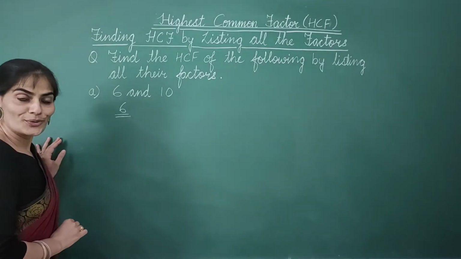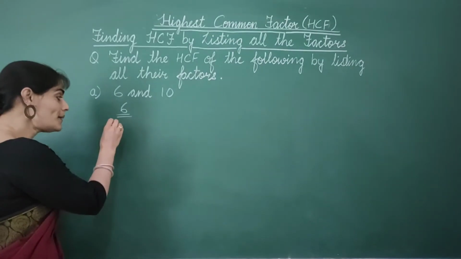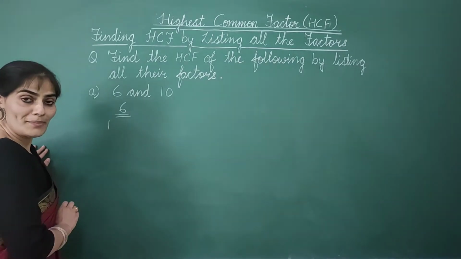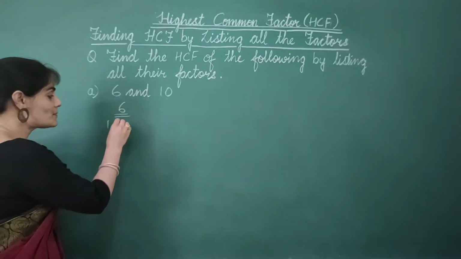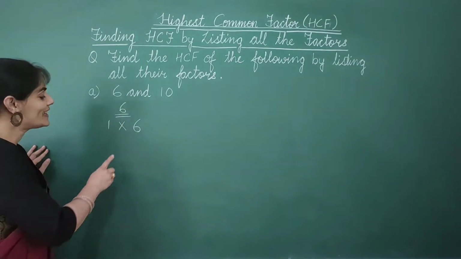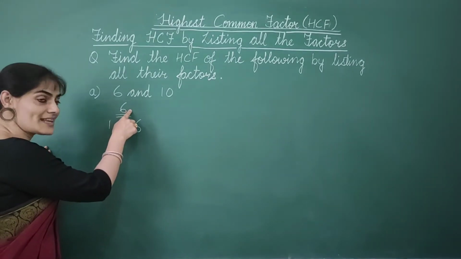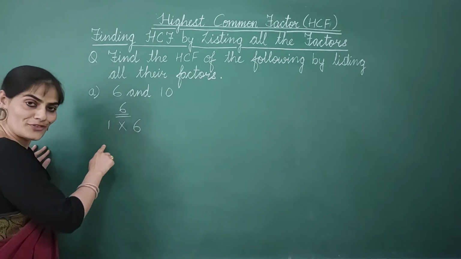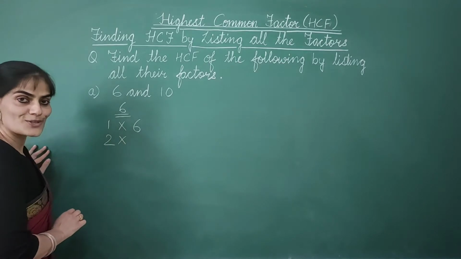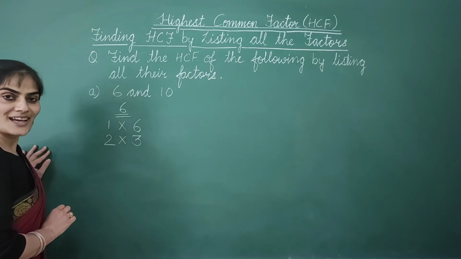And as you all know, the first factor of every number is 1. So we begin writing the factors of 6 from 1. Now 1 should be multiplied by what number so that the product is equal to 6? 1 into 6 gives us 6. The next counting number after 1 is 2. And as 6 is an even number, so 2 will surely be its factor. 2 should be multiplied by what number so that the product is equal to 6? 2 times 3 gives us 6.